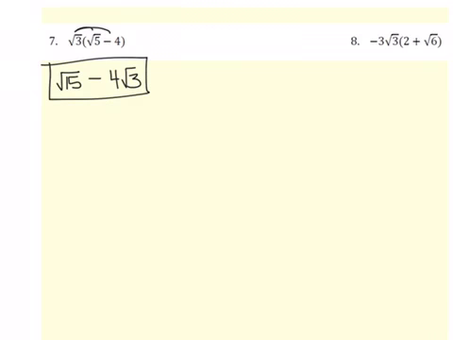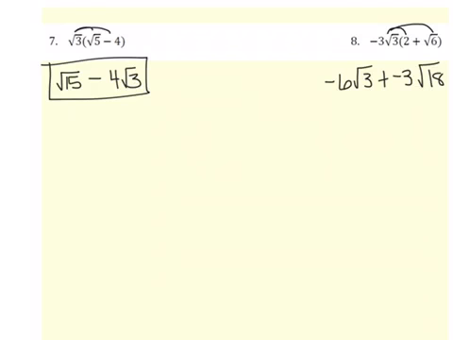Same idea for number 8. We're going to distribute this through. So anything that's not underneath the radical, we can multiply. So I can multiply the negative 3 times the 2, which is going to give me negative 6. I still have root 3 for that first one. Plus, negative 3 times a 1 is going to give me a negative 3. Square root of 3 times square root of 6 is square root of 18.